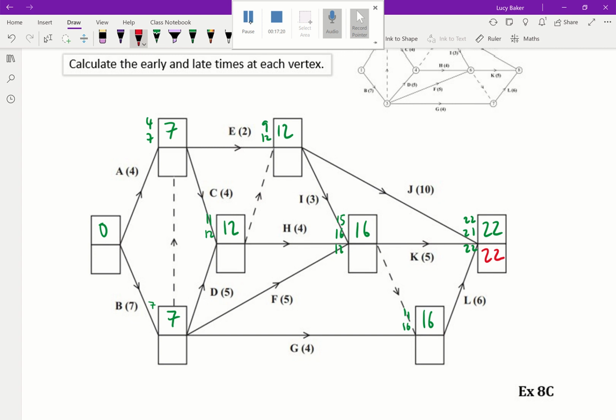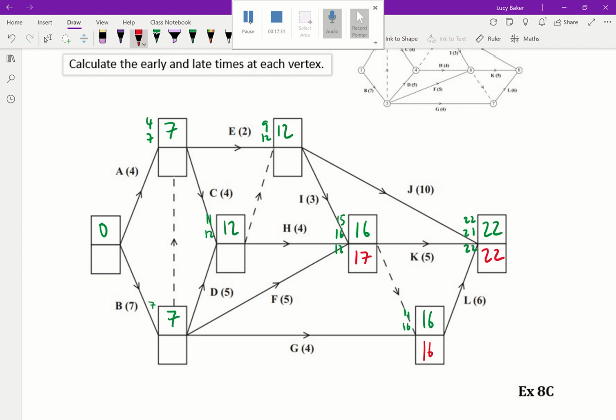So 22 minus 6, which is the only way I can get to this one, as there's only one activity flowing backwards into it. I'm just having a bit of a brain event. So it's 16. 22 minus 5 is also the only way I can get to this one as well, I believe. So 22 minus 5 is going to be 17 then.